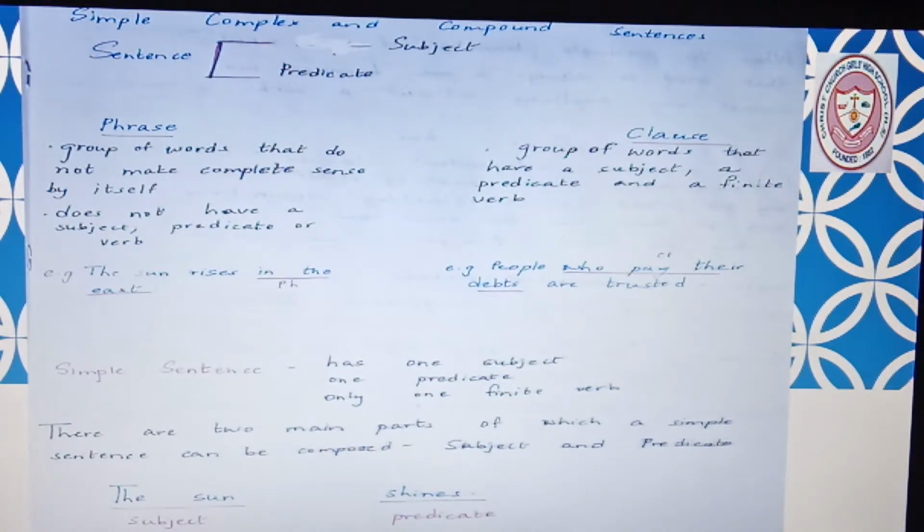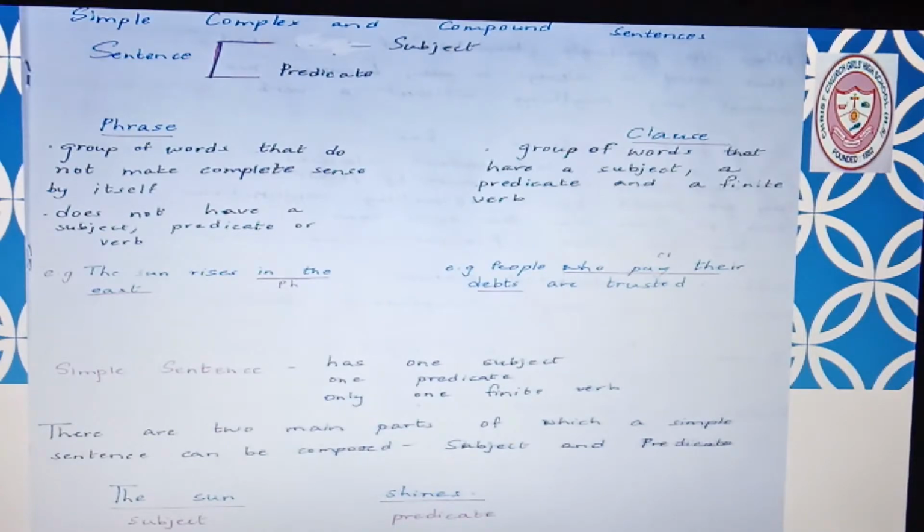On the other hand, you see a clause. A clause, too, is a group of words, but this group of words has a subject, a predicate, and a finite verb. Again we have an example here: People who pay their debts are trusted. The underlined words are "who pay their debts". That part is the clause.